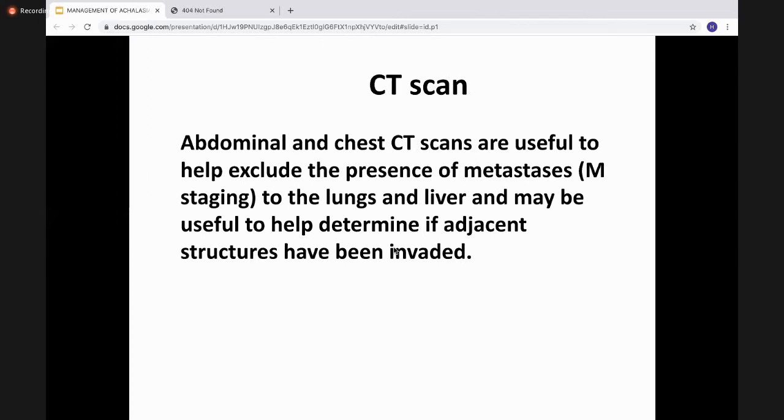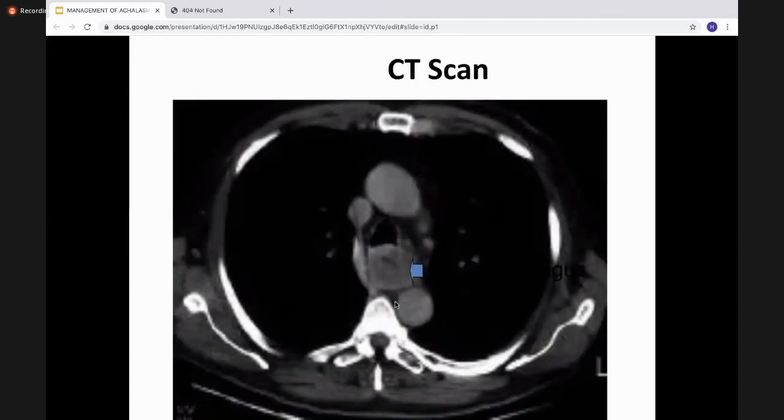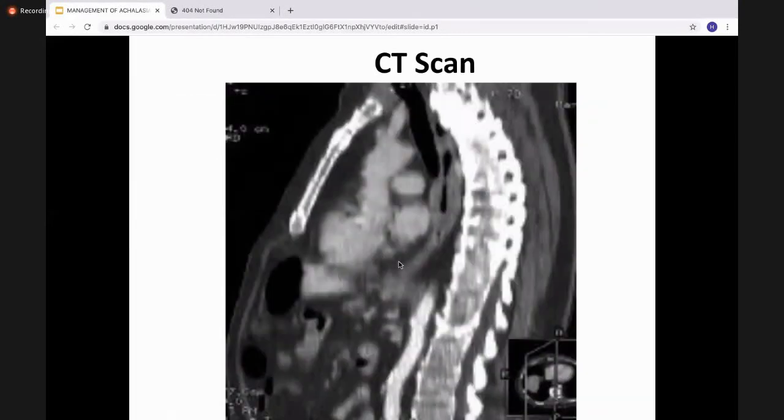So abdominal and chest CT scan can be prescribed to see the presence of metastasis in the lungs or liver and adjacent structures. So to stage the disease, you can use the CT scan. You can see over here, this is the tumor of the esophagus, and this is the lumen which is remaining in the esophagus.